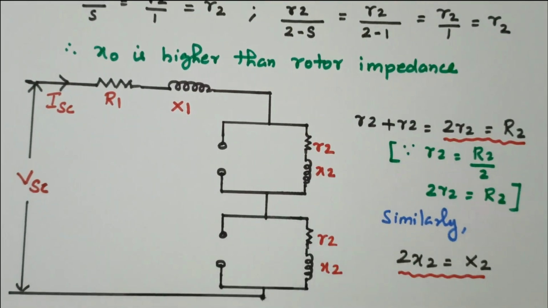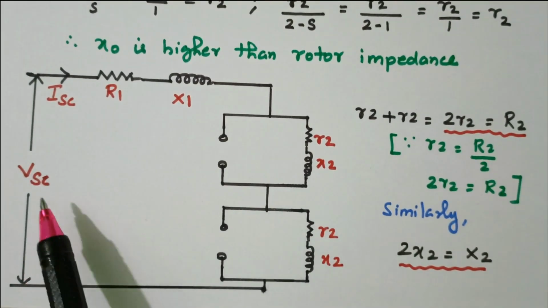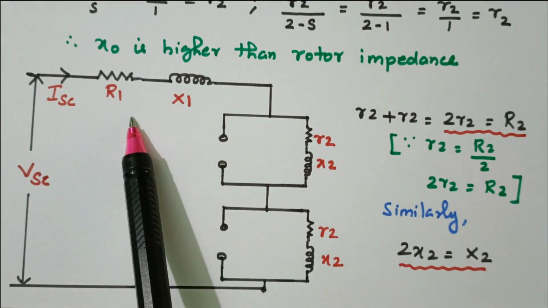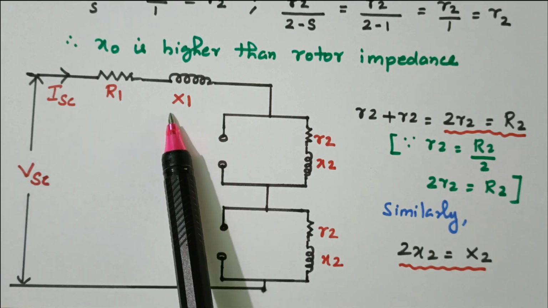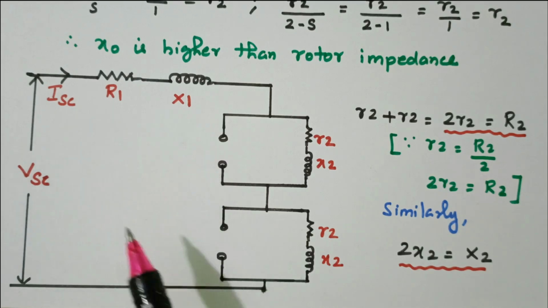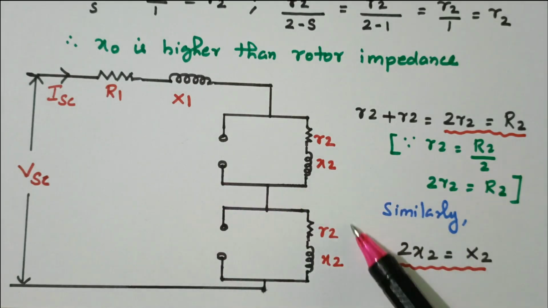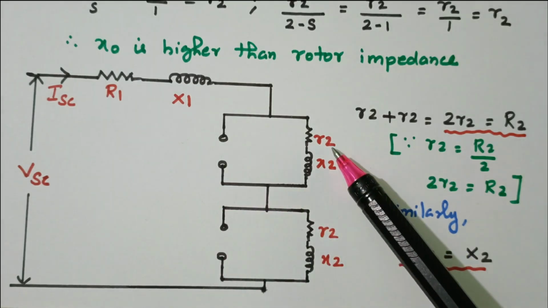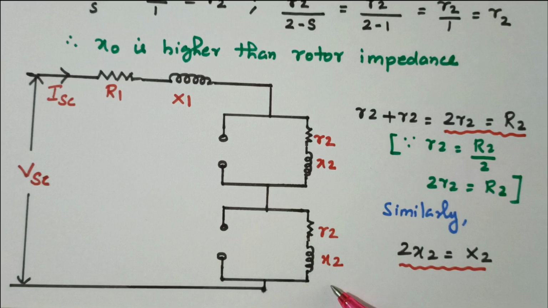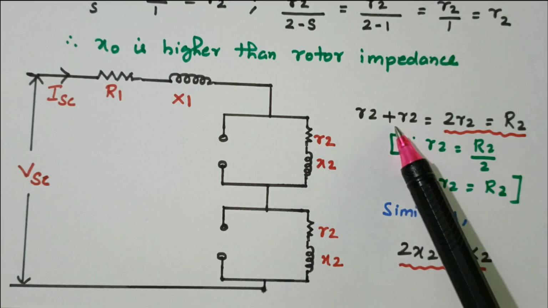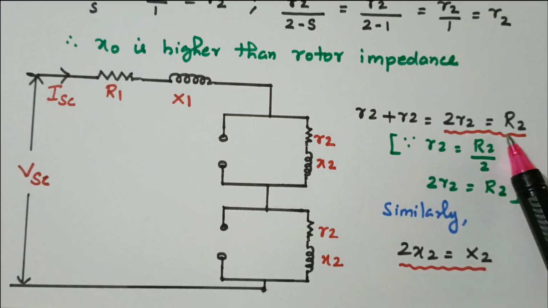So based on that we can draw the equivalent circuit. ISC, VSC, short circuit voltage, short circuit current. R1, X1 refer to the stator resistance and stator reactance. Then this X0 is neglected, as X0 is higher than the rotor impedance. Only we have this R2, X2. We already calculated for both cases the value is R2. So R2 plus R2, we add the resistor values. R2 plus R2 is 2R2, that is equal to capital R2.